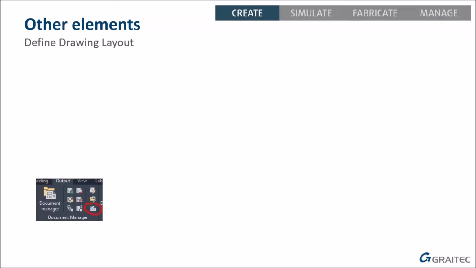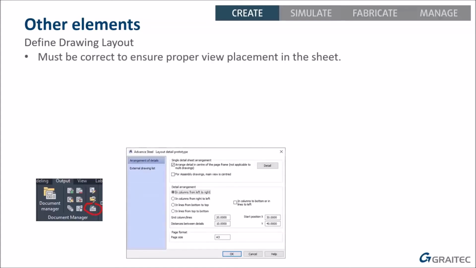Define the drawing layout. How do you make sure your views come up in the middle of the usable area on your drawing? Well, this command is a special Advanced Steel command. It's on the output ribbon, Document Manager panel. It's at the bottom there, document, define drawing layout. It brings up this dialog box.